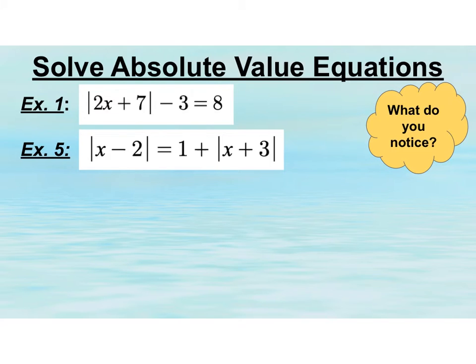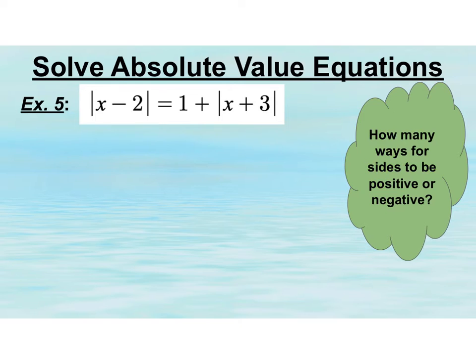All right, let's take a look at this. This was our example 1 and what's going to be our example 5. And what do you notice? Hopefully you notice the one that we've already done had one absolute value bar, but this one has 2. So this makes it a little more interesting.